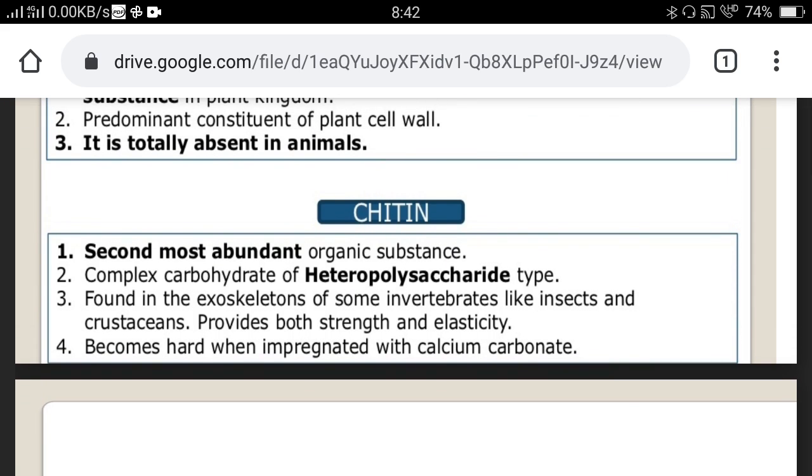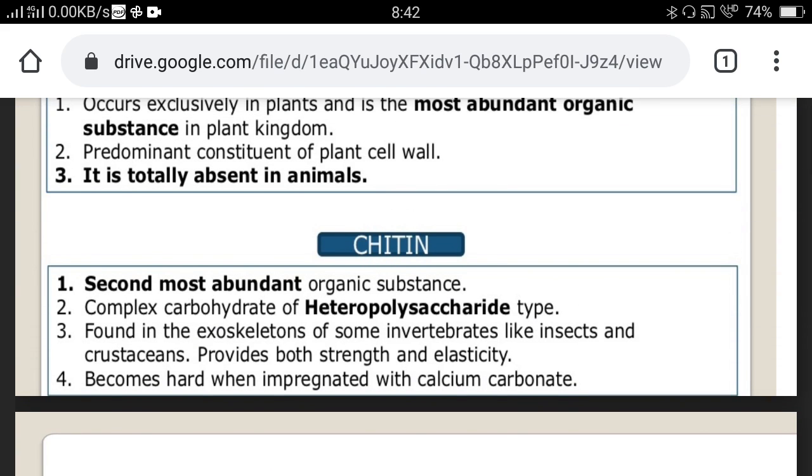Chitin is the second most abundant organic substance, a complex carbohydrate of the heteropolysaccharide type, found in the exoskeleton of some invertebrates like insects and crustaceans, providing both strength and elasticity. It becomes hard when impregnated with calcium carbonate. The outer covering of insects is made of chitin. That's why it is hard with flexibility. That's all.